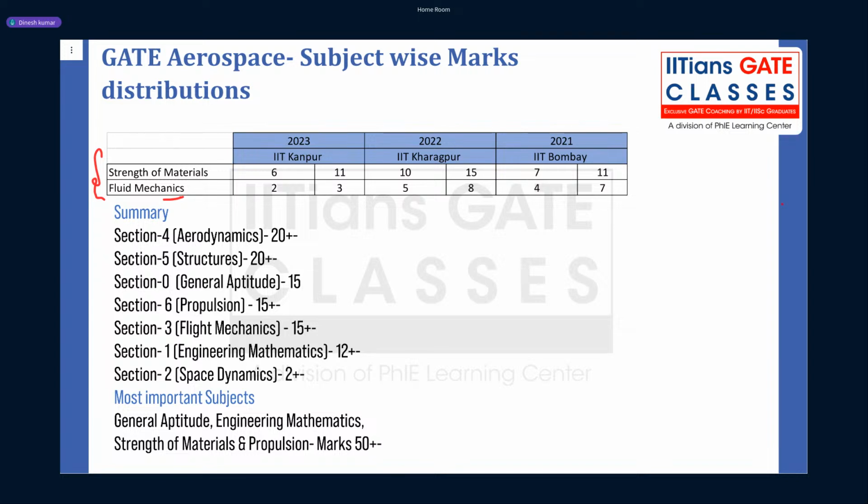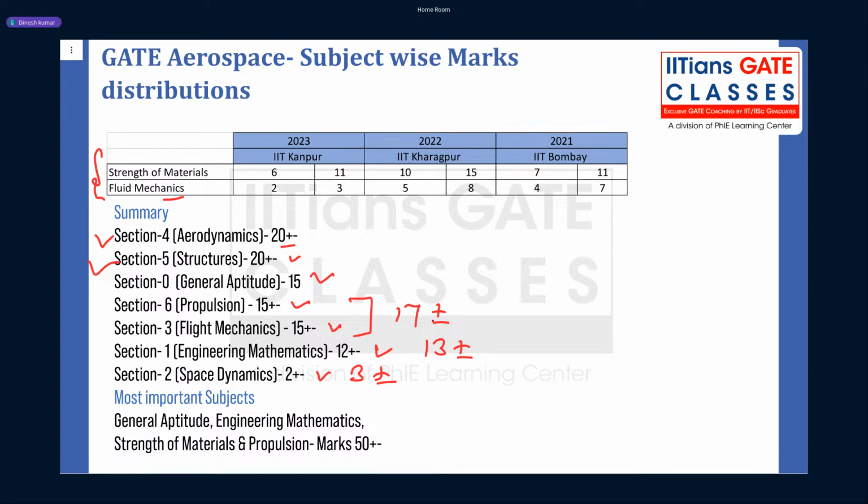Now if you see the summary, in summary section 4 aerodynamics, always 20 plus minus marks. Section 5 structures, 20 plus minus marks. Section 0, which is general aptitude, 15 plus minus marks. Flight mechanics, guys, 15 plus minus. Propulsion also 15 plus minus. Engineering mathematics 12 or 13 plus minus. And space dynamics 2, or you can say better 3 plus minus, and it is 13 plus minus. Okay, or you can say these also sometime 17 plus minus. Okay, so guys, this is how marks distribution in gate aerospace syllabus as per the syllabus given section wise.